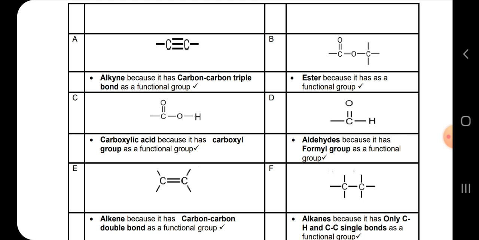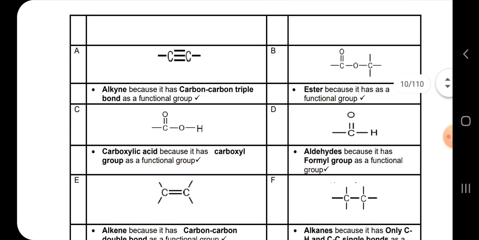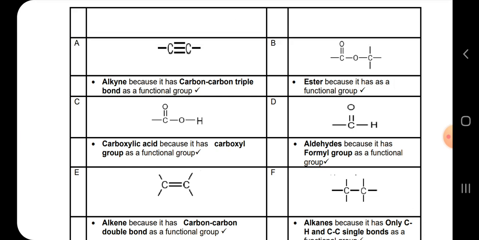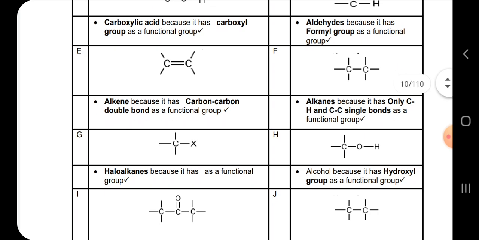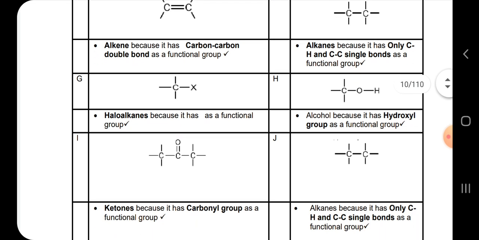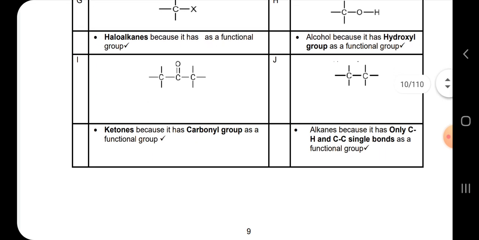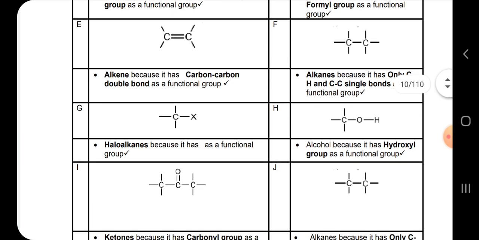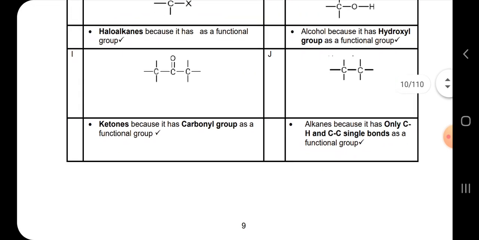So make sure you watch my first video so that you will be able to know what everything means and how to identify them. So this is a worked example. You just look at the functional group and know if this is an ester, an alkene, a carboxylic acid, an alkane, or a haloalkane. You will know all of that by looking at the functional group, whether it is a double bond between oxygen and carbon, or a double bond between carbons, or it just has carbon and oxygen.